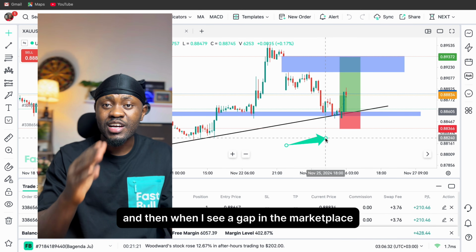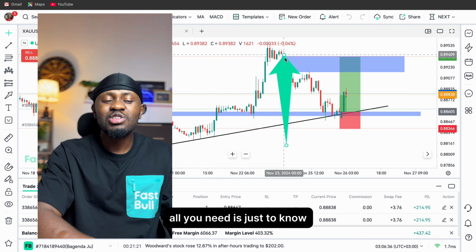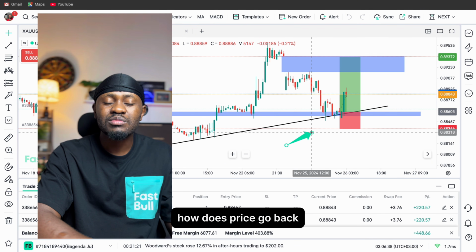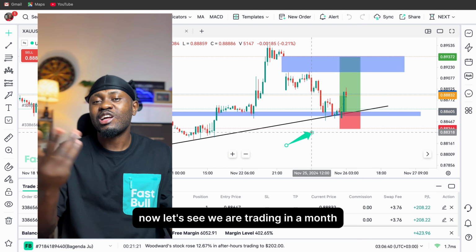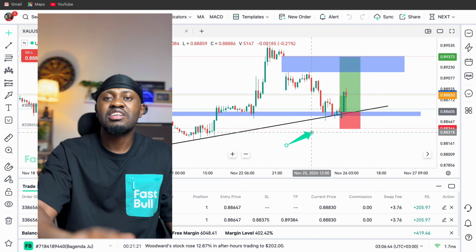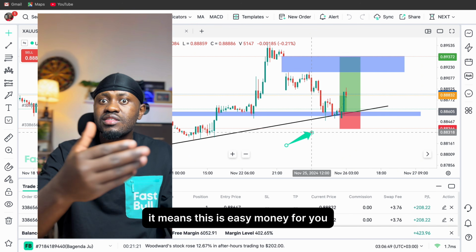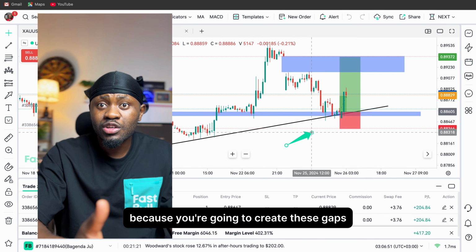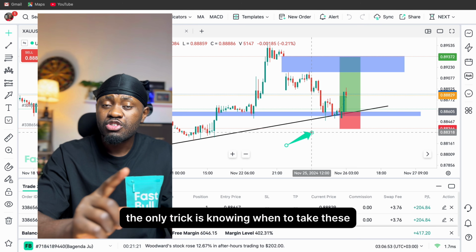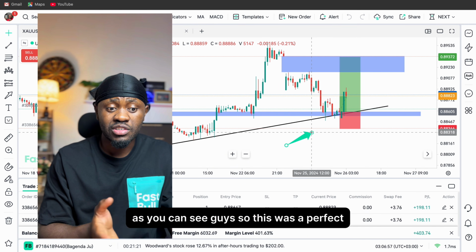Anytime I see a gap in the market, guys, a gap has to be filled. You see these gaps right here? All you need is to know how price comes back to fill up these gaps. Let's say we are trading in a month, and you probably see these gaps, let's say thrice a month. It means this is easy money for you because you're going to trade these gaps. The only trick is knowing when to take these trades. You don't just have to take every trade, as you can see, guys.